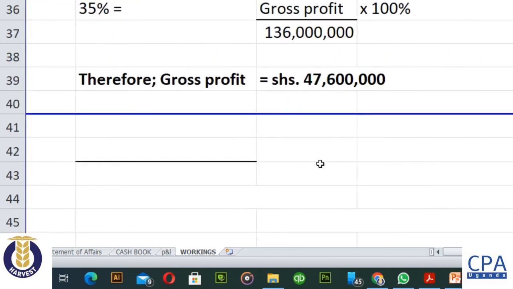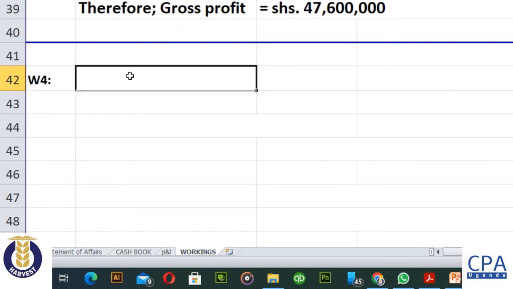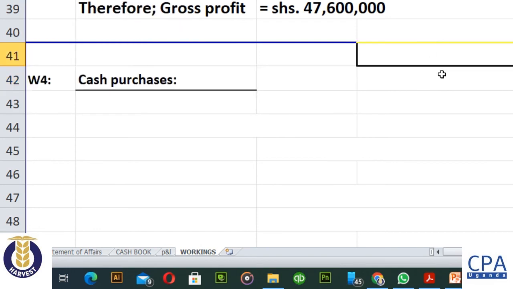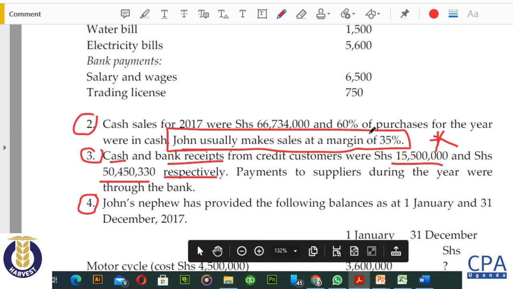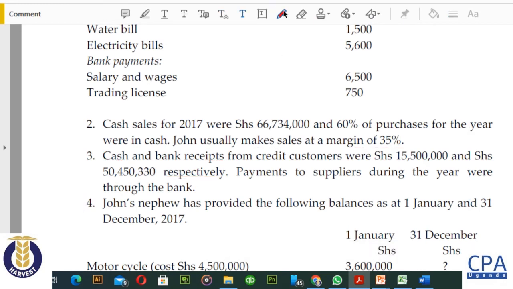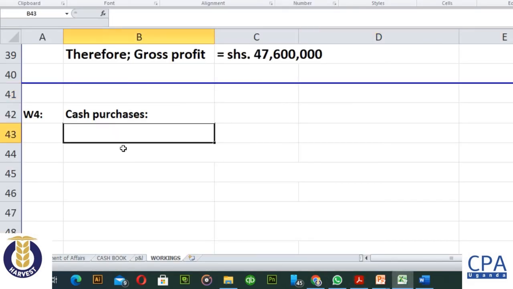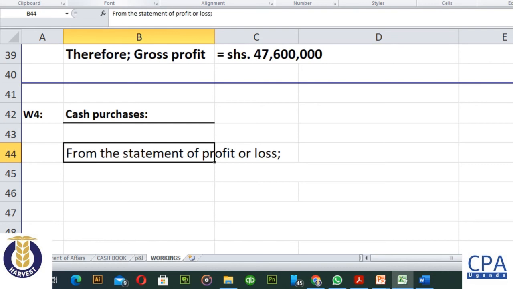So I proceed to now determine our purchases. So we are told in the question that 60% of the purchases are made in cash. Okay, we are told in note number 2 that 60% of the purchases for the year were in cash. So that gives us a good starting point to getting the total credit purchases that were made in the period.